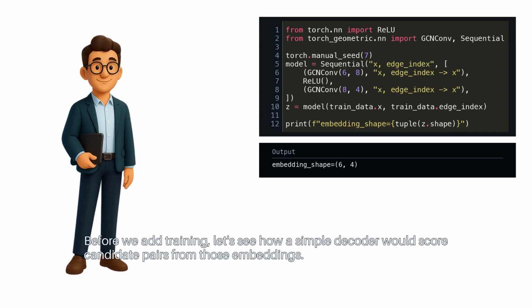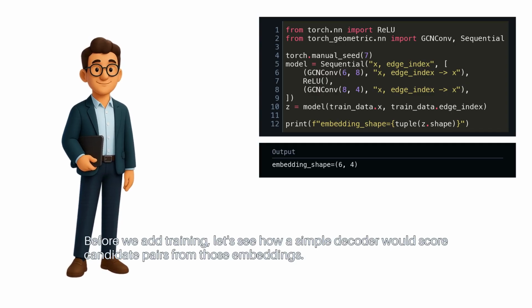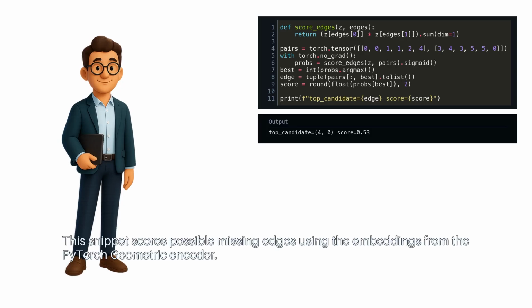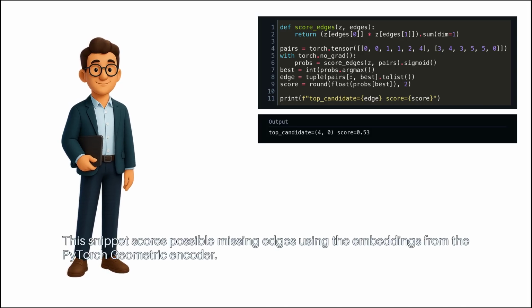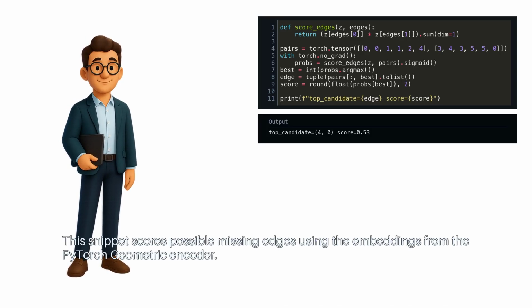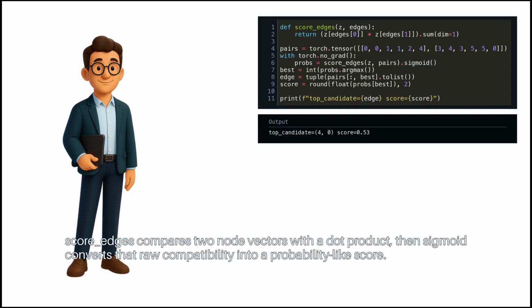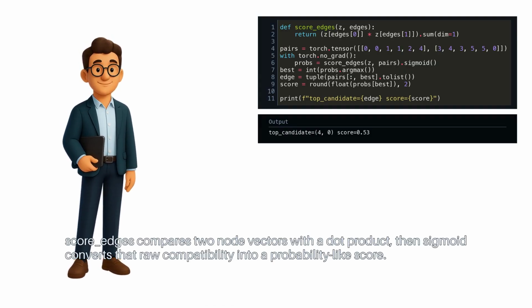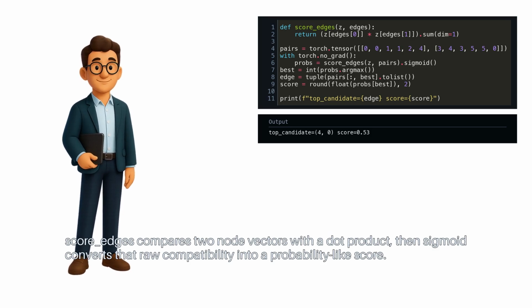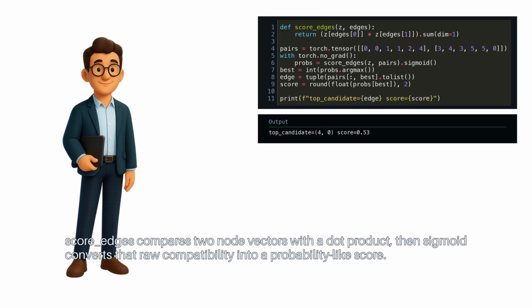Before we add training, let's see how a simple decoder would score candidate pairs from those embeddings. This snippet scores possible missing edges using the embeddings from the PyTorch Geometric encoder. The key idea is simple but powerful. Score edges compares two node vectors with a dot product. Then sigmoid converts that raw compatibility into a probability-like score.